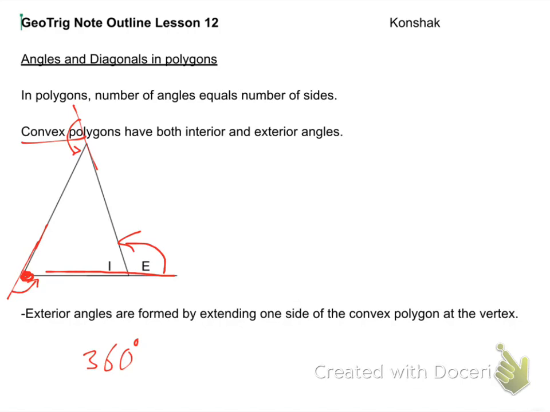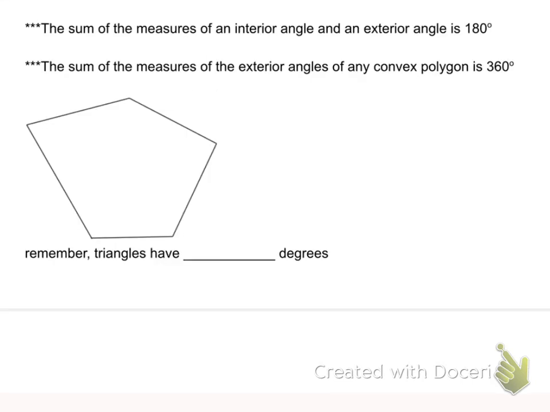So what does this mean? It means, bullet point number 2 here, the sum of the measures of the exterior angles, I want you guys to underline that, of any convex polygon is 360 degrees. Very important.